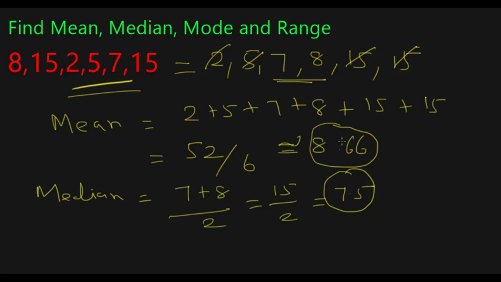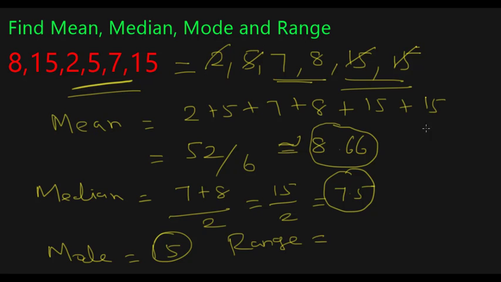This is mean. And mode, you know how to calculate, so you can try. We have the number 15 repeating 2 times, so this is the mode. And how to find range? Highest number minus lowest number in the data set. In this case 15 is the highest number, 2 is the lowest number. So it is 15 minus 2, which is 13.